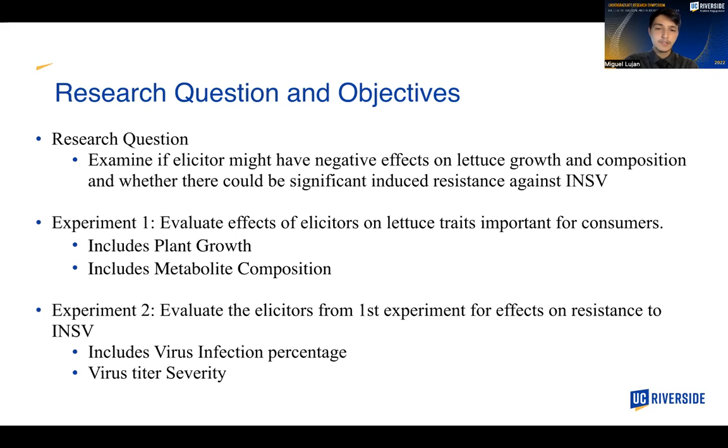So moving on to the research questions we wanted to address in this project. This study was designed to examine two things: one, whether elicitors might have negative effects on lettuce growth and leaf quality, and two, whether elicitors induce resistance against INSV. To answer these questions, we conducted a first experiment, whose objective was to evaluate the effects of elicitors on lettuce traits important for consumers. This included effects on plant growth and metabolite composition.